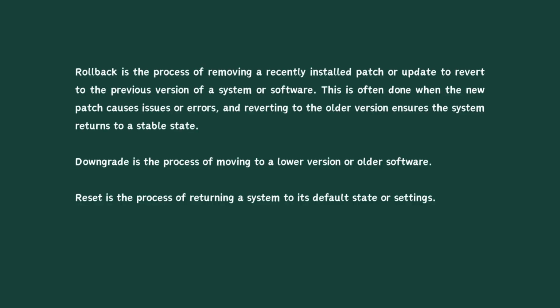Rollback is the process of removing a recently installed patch or update to revert to the previous version of a system or software. This is often done when the new patch causes issues or errors, and reverting to the older version ensures the system returns to a stable state. Downgrade is the process of moving to a lower version or older software. Reset is the process of returning a system to its default state or settings.